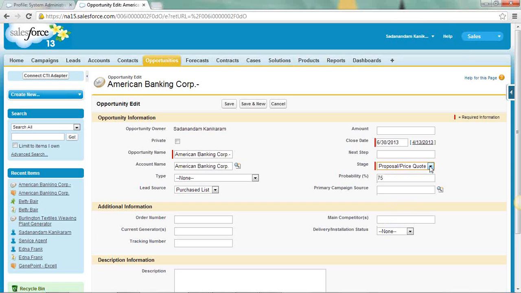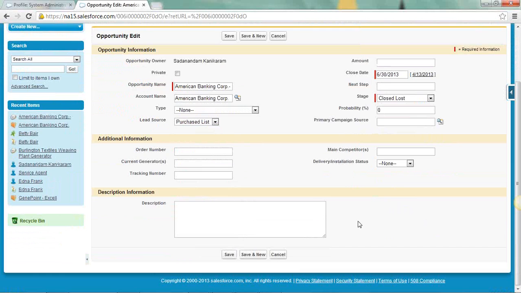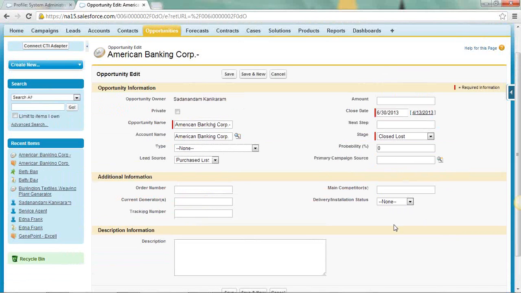In one of the scenarios, they might say, okay, we liked your price quote and we even liked your software, but I think we are getting a better service from other companies, and we are not going with you this time. So I would say, though I reached 75%, which is my highest probability of winning the business, I may not win it, and I have to close it as lost. And then I have to give reasons why I lost and all that.